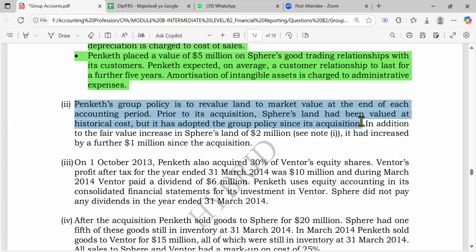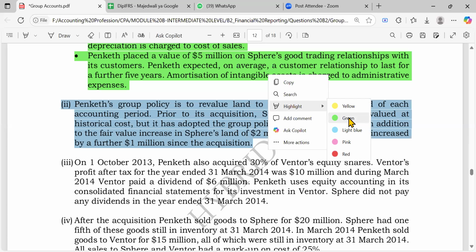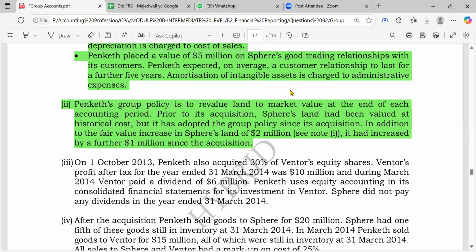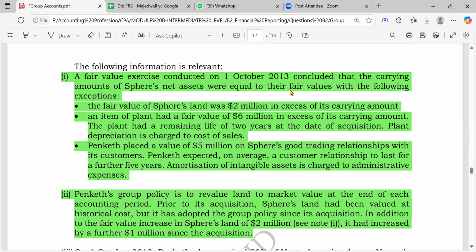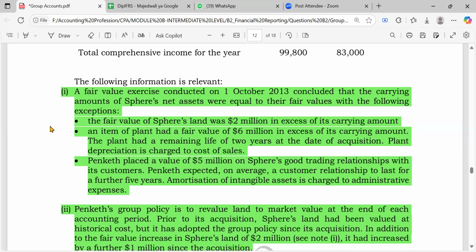In addition to the fair value increase in Spear's land of 2, as seen in note 1, it had increased by a further 1 since acquisition, right? Yes. It has increased by a further 1 since acquisition. So it should be 3 now, right? Yes. We are told here the fair value of Spear was 2. Okay, so what should we do?